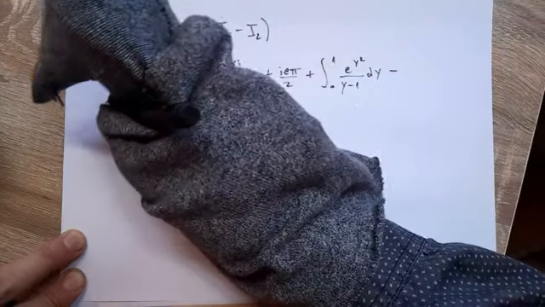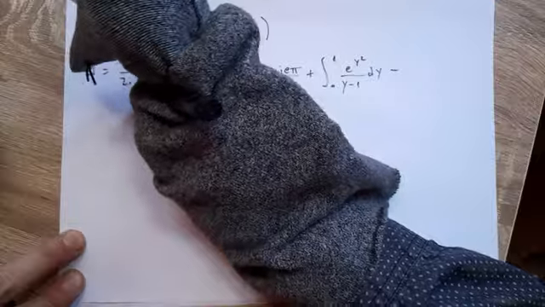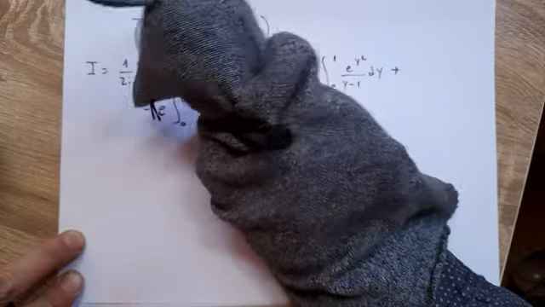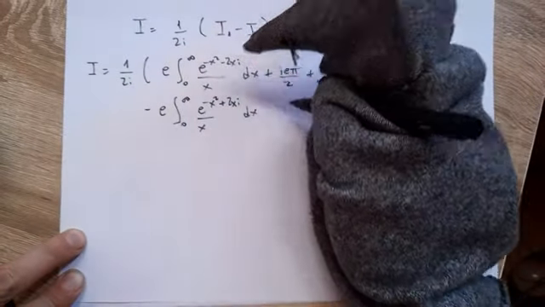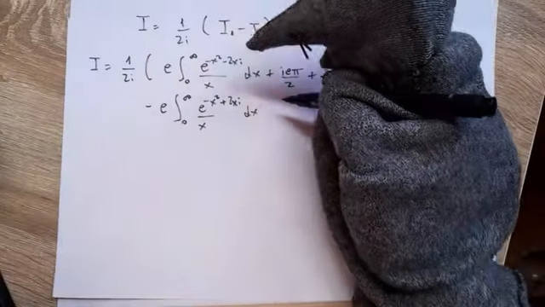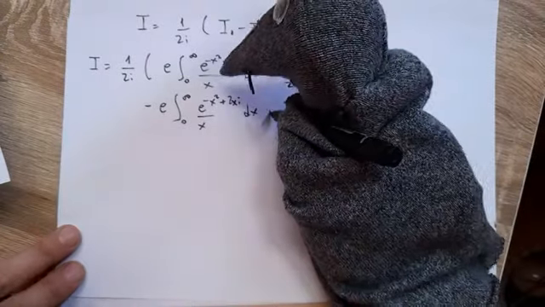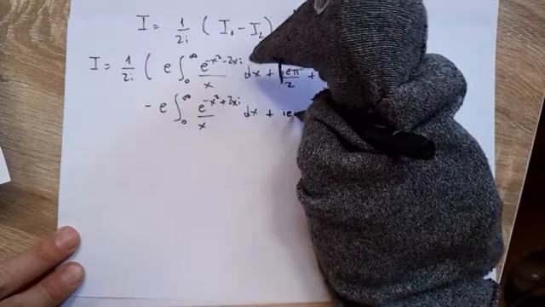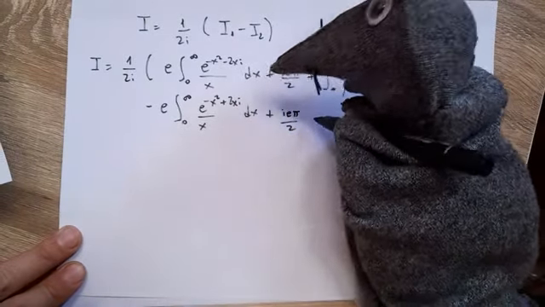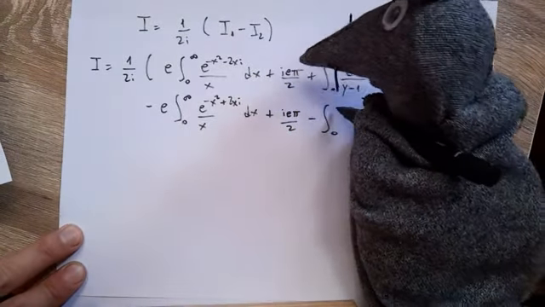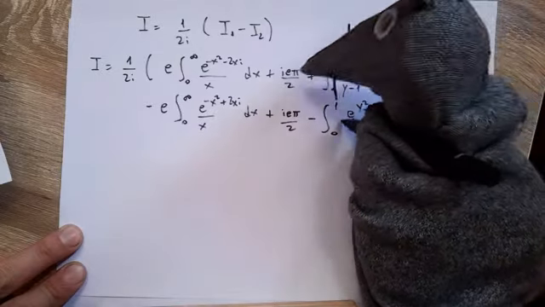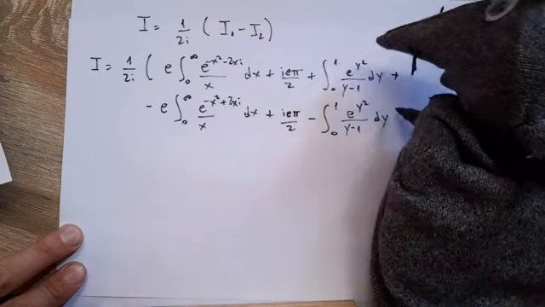minus I2. I2 will be minus e times the integral from 0 to infinity of e to the minus x squared plus 2xi over x dx. Then we got another minus sign here, so it will be plus i e pi over 2, and then minus the integral from 0 to 1 of e to the y squared over y minus 1 dy.